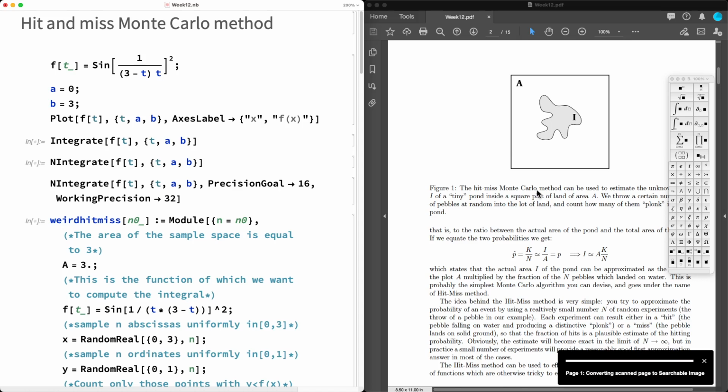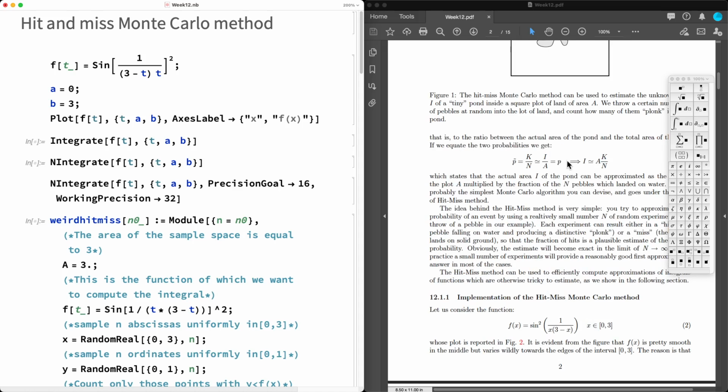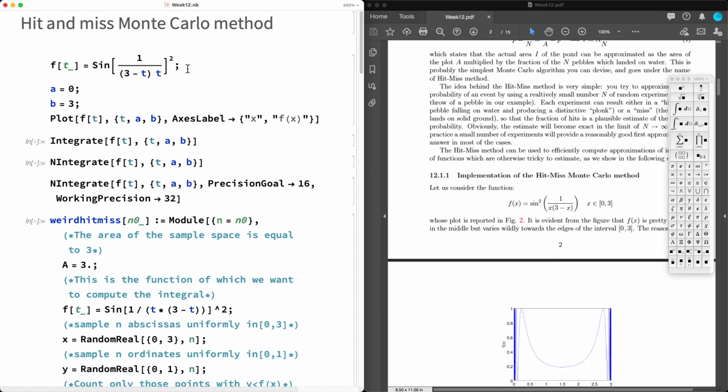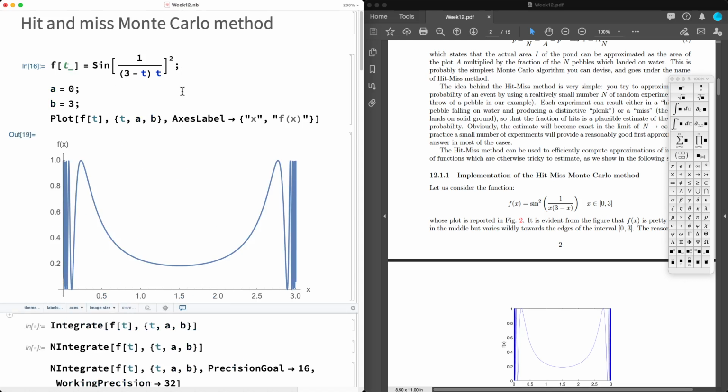So let's suppose we want to calculate the area of this function. First, let's declare this function in Mathematica, and let's plot it. So this is what it looks like. As you can see, it's highly oscillatory near the edges, near the ends of this interval.